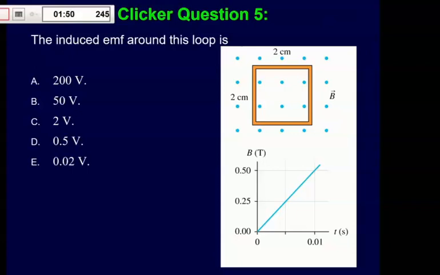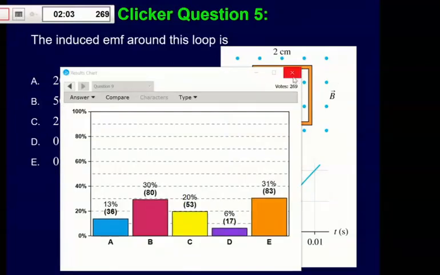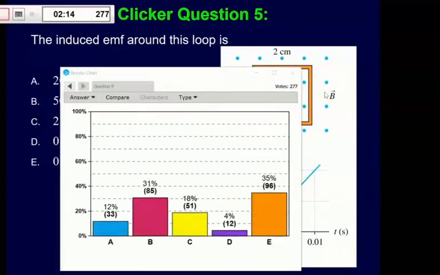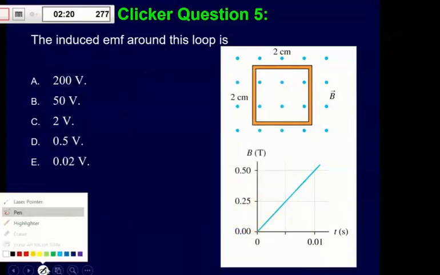Looks like we got some good conversations going on here. So let's go ahead and talk about this one. Let's just see what we get. Okay, so there's a little bit of everything. This is a tricky one. So let's talk about this one. I think the good news is I think people who got A, some of this might be just using the wrong units.